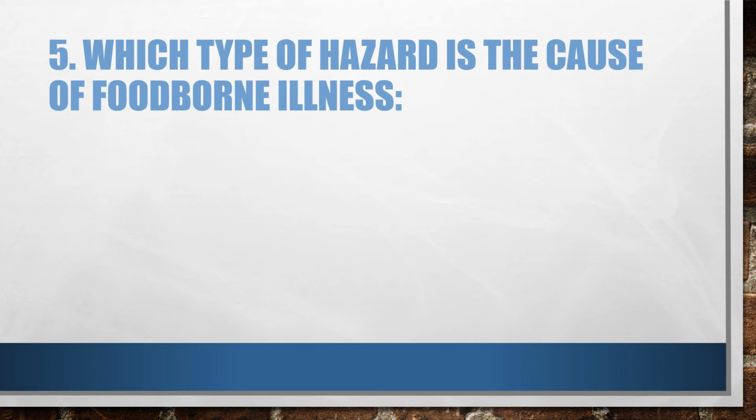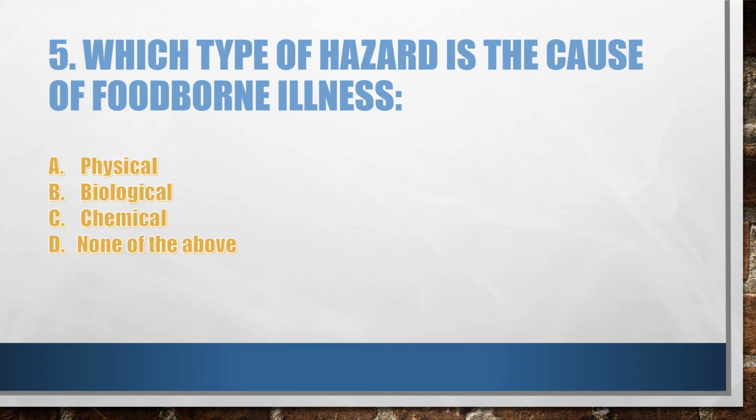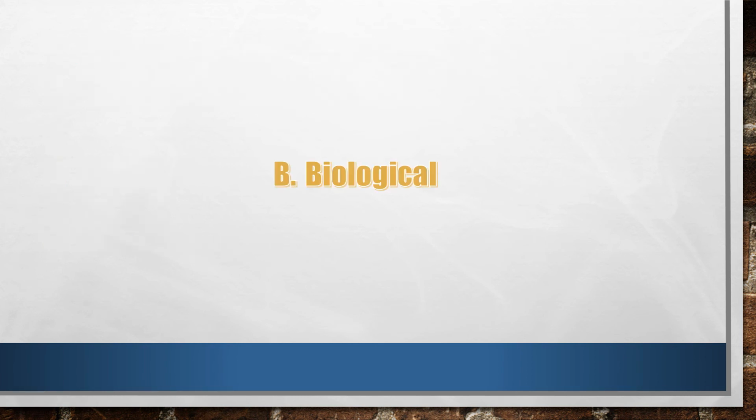Number 5. Which type of hazard is the cause of foodborne illness? A. Physical. B. Biological. C. Chemical. Or D. None of the above. Biological.